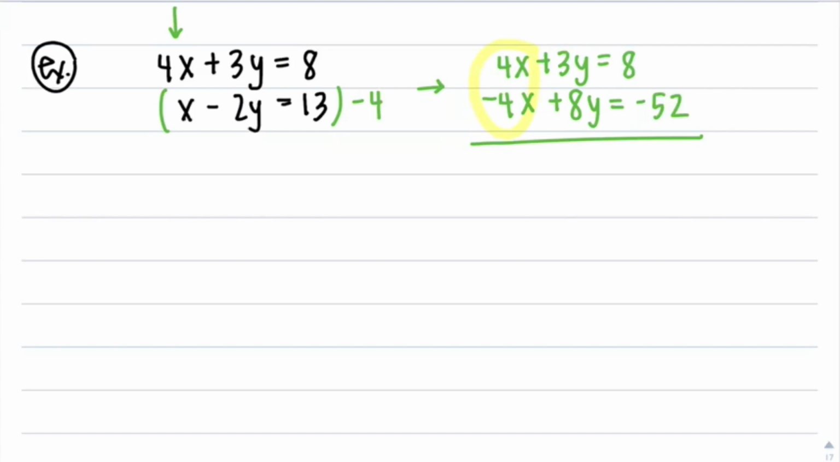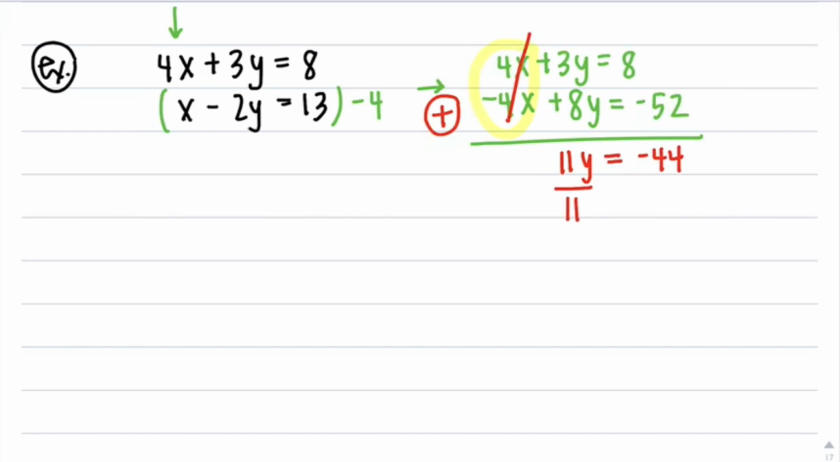All right, but hopefully what you see by multiplying by that negative 4, it changes that second equation. And then now I have something that I can cancel. I have 4x and negative 4x. And so that's going to let me cancel that out. Remember it is a big adding problem here. So now I have 3y plus 8y is going to be 11y is equal to, and I have this negative 52 plus 8, which is going to give me negative 44.